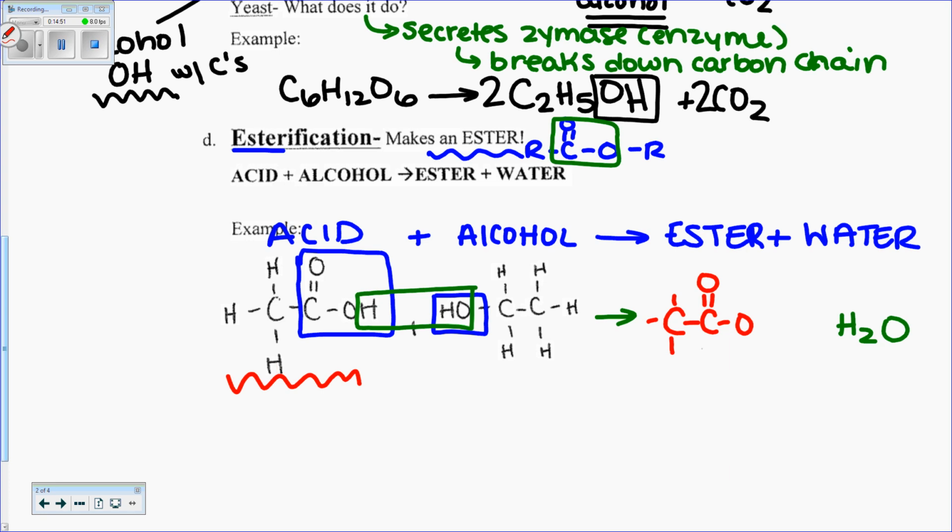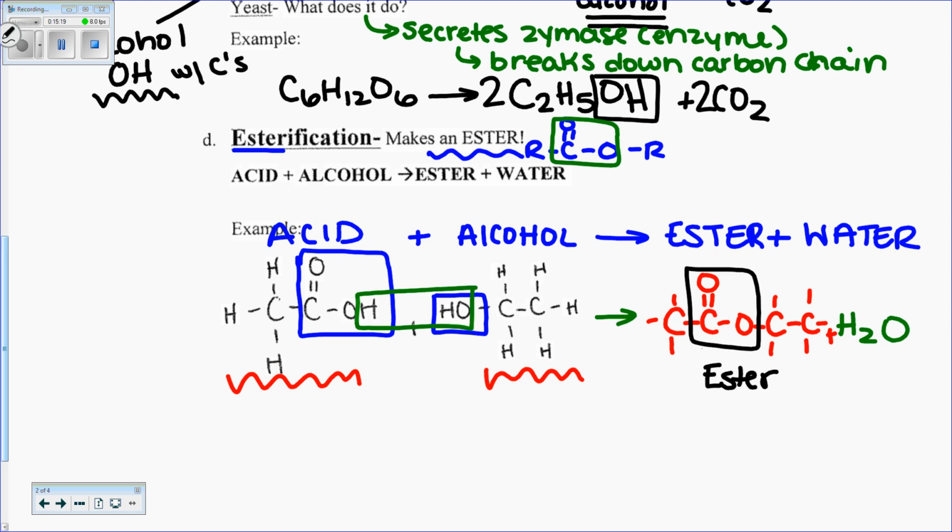Now in my alcohol, well, I took off the OH, so I have this stuff that's left. So I bond that with my O. So I have another C with 2 H's on it. I have another C with 3 H's on it. I just made my ester. I've got that group, and all I did was combine them.